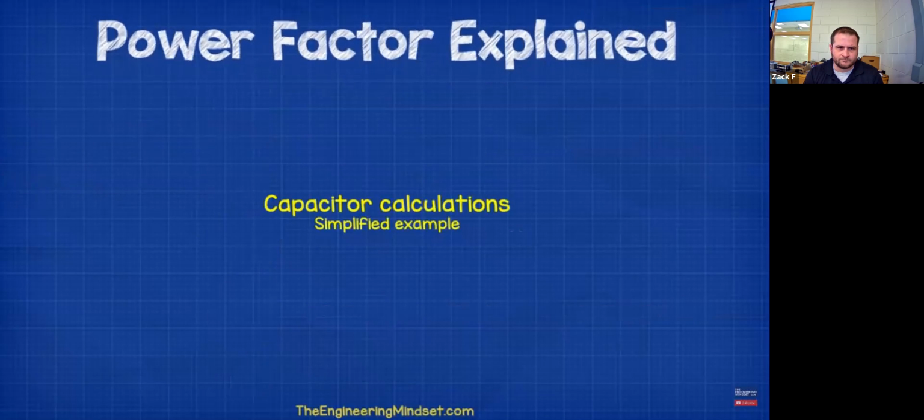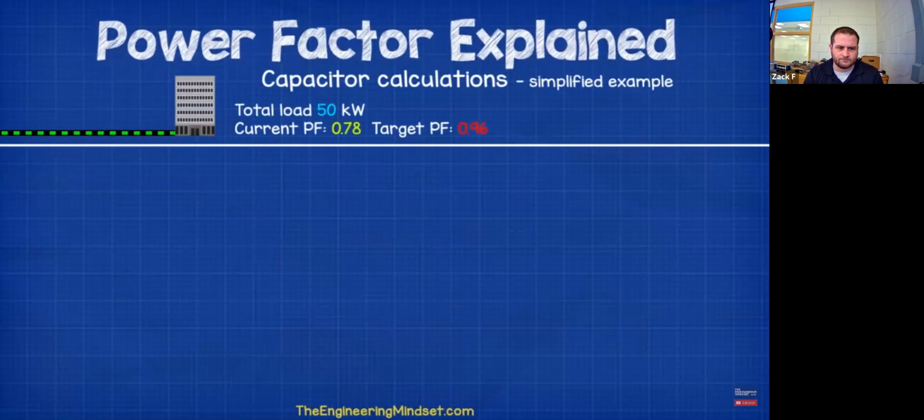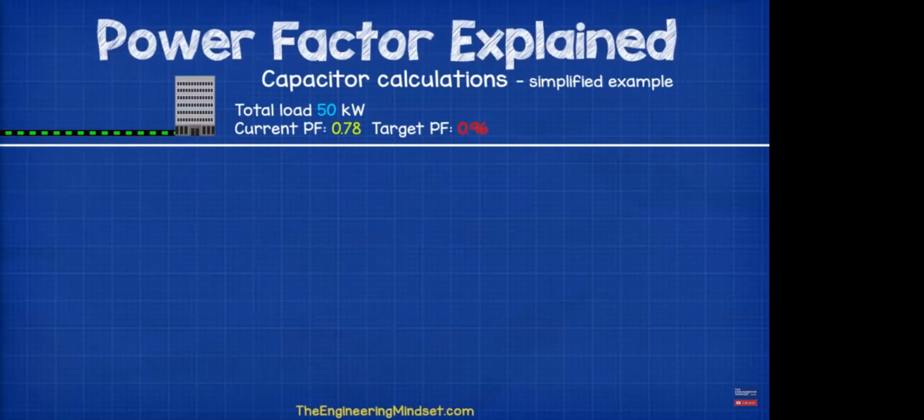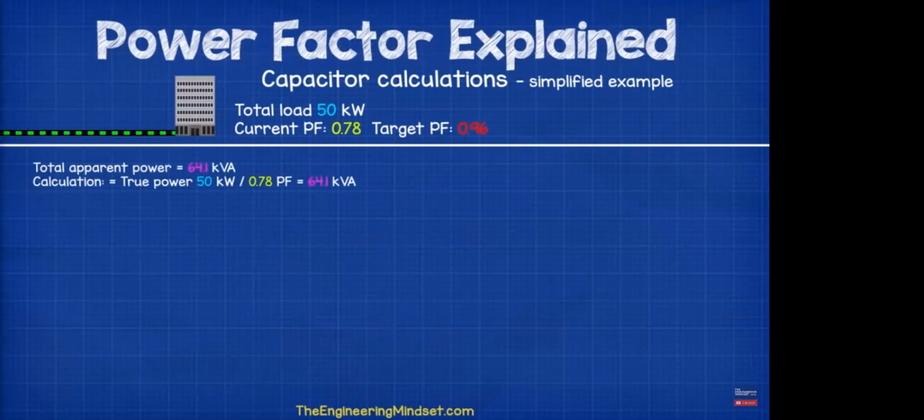Capacitor calculations for power factor correction. Let's look at a simplified example of calculating the size of a capacitor to improve the power factor of a load. The building has a 3-phase power supply and has a total load of 50 kilowatts of work. It also has a power factor of 0.78, but we want it to be 0.96 to avoid penalty charges. Currently, the building has a total apparent power, kVA value, of 64.1 kVA. And we find that by just dividing the kilowatts, 50 kilowatts, by the power factor of 0.78.